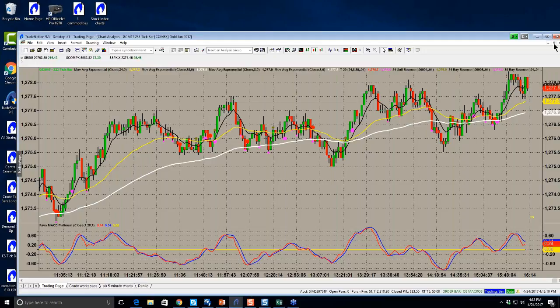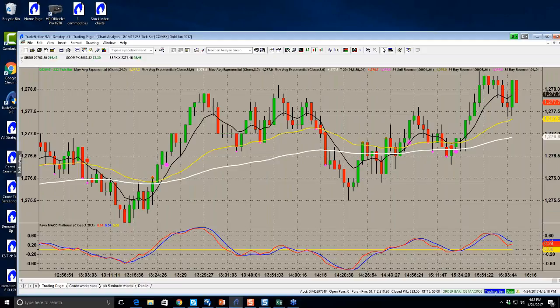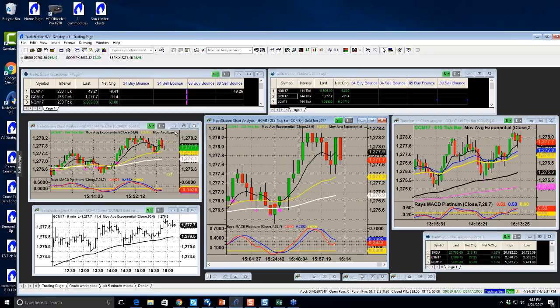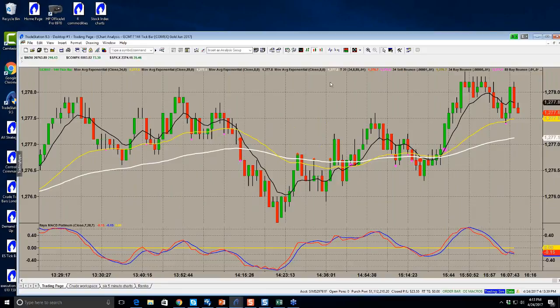And if you're not familiar with tick charts, a tick chart means that a set number of ticks are created for each bar. For example, let's just take a look at this gold. We currently are using a 233, but I'm going to show an example of gold at a 144 tick chart. How is it created? After 144 ticks, a new bar will be created.